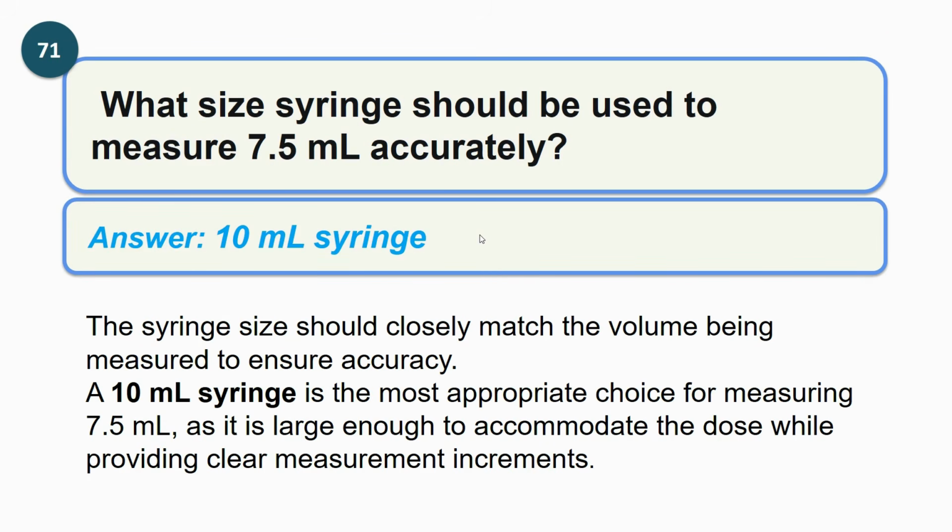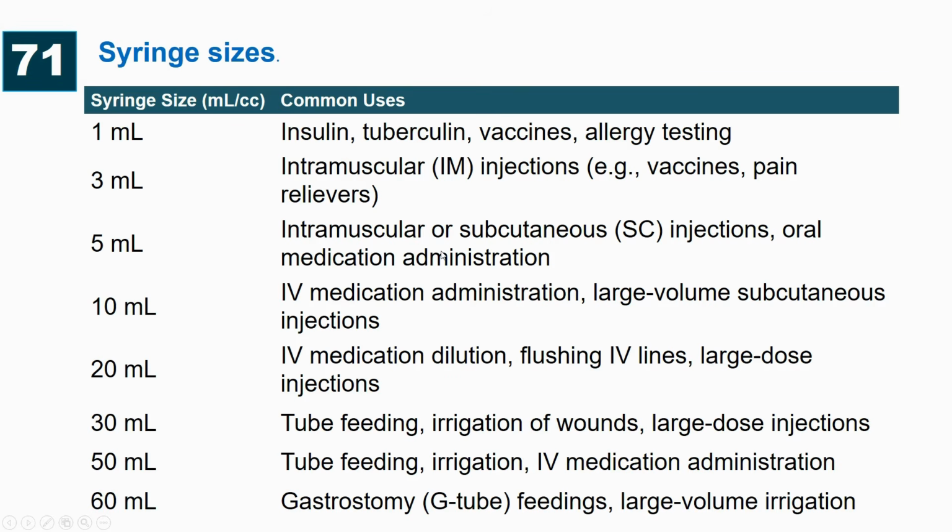Whenever you select the syringe volume, you should select the syringe volume right above what is being measured. Here you're measuring 7.5 mL, so you take the next higher syringe volume, among 1 mL, 3 mL, 5 mL. If you're measuring 7.5 mL, the closest highest one is 10 mL. Or if you're measuring 15 mL, then you take the 20 mL syringe.